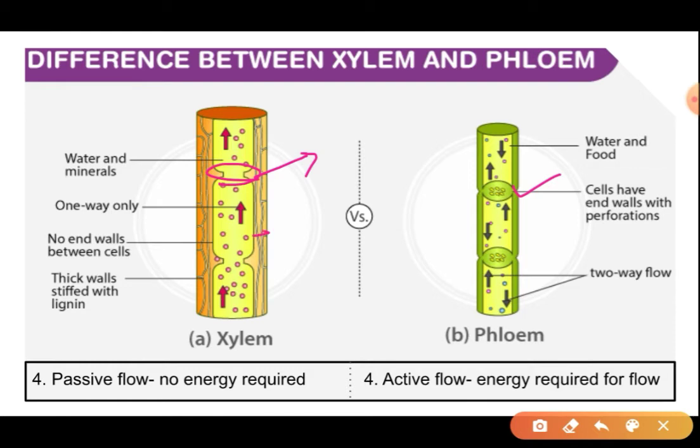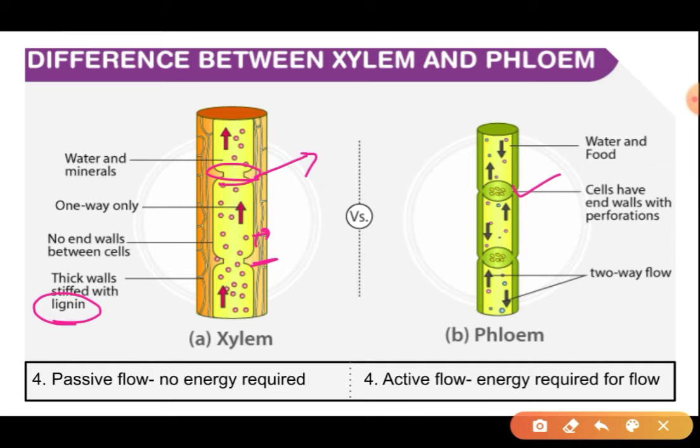The xylem vessels are thick walled. You can see the walls are very thick. This much is the thickness of the walls of xylem vessels, and these thick walls are made up of lignin. What is this lignin? This is a carbohydrate, similar to cellulose, but stronger and tougher than cellulose.